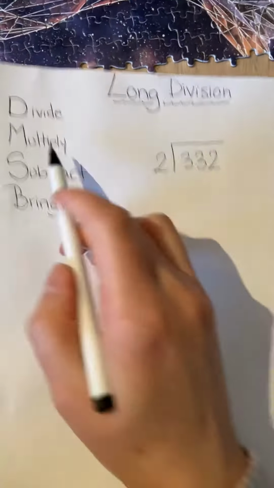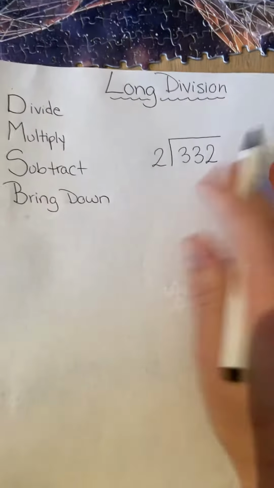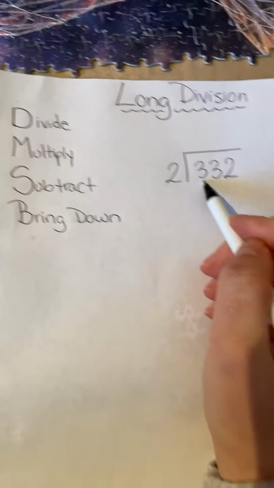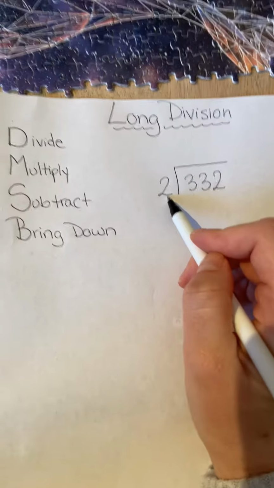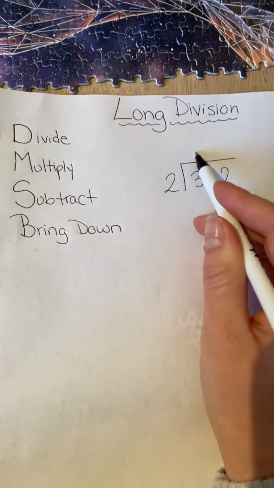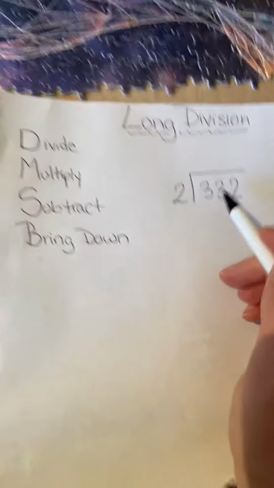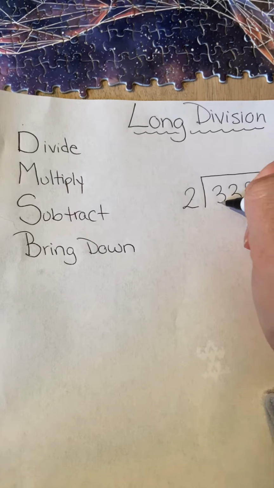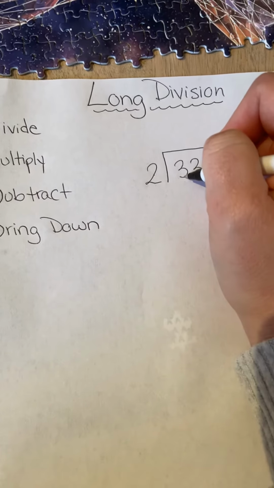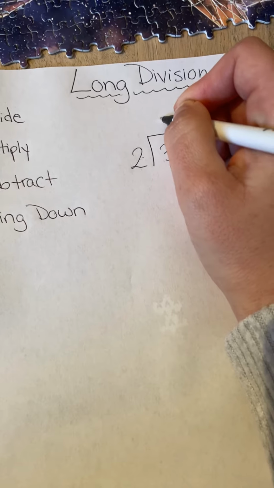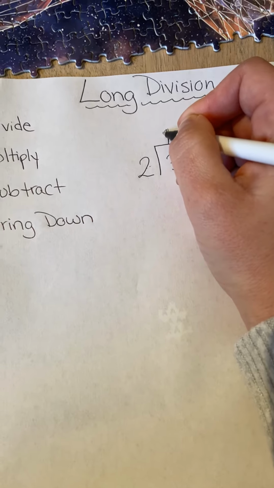So I'm going to do an example here, going through each step. The first step is divide, and I'm going to start by dividing my hundreds place. So I have 3 hundreds and I'm dividing them by 2. I can ask myself, what do I multiply times 2 to get close to 3? And it's just 1. Even though it's 3 hundreds, to make it easier, you can think about it as 3 divided by 2 is 1. So I'm going to put my 1 right there.